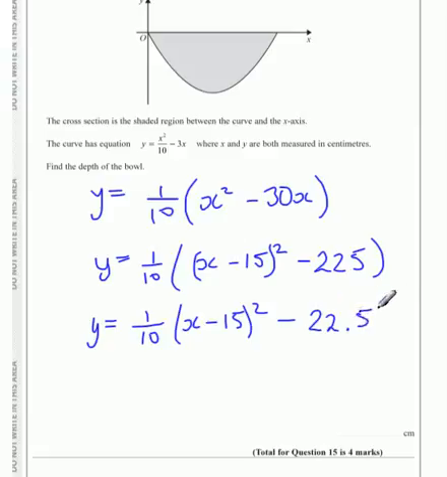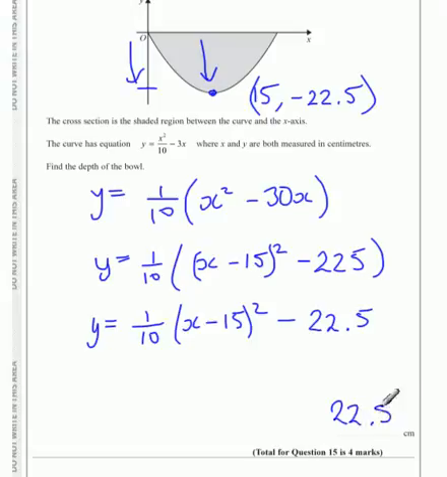So what this tells us is the value of that minimum point there is when x equals 15 from within the bracket, and then the y value, if that end value there, is minus 22.5. So that length there, or the depth of the bowl, is going to be 22.5.